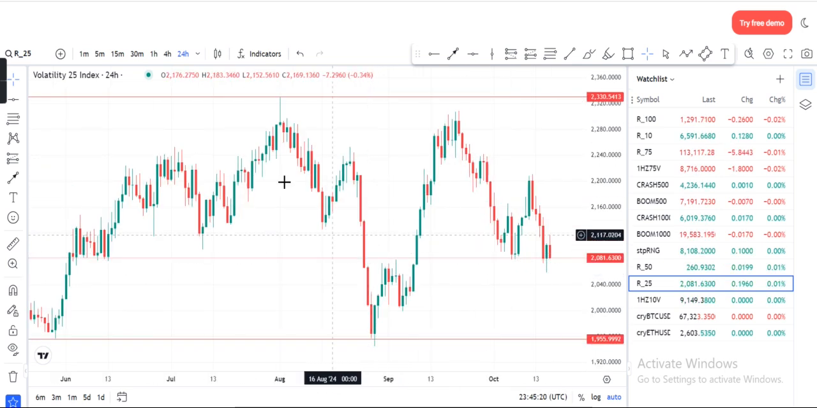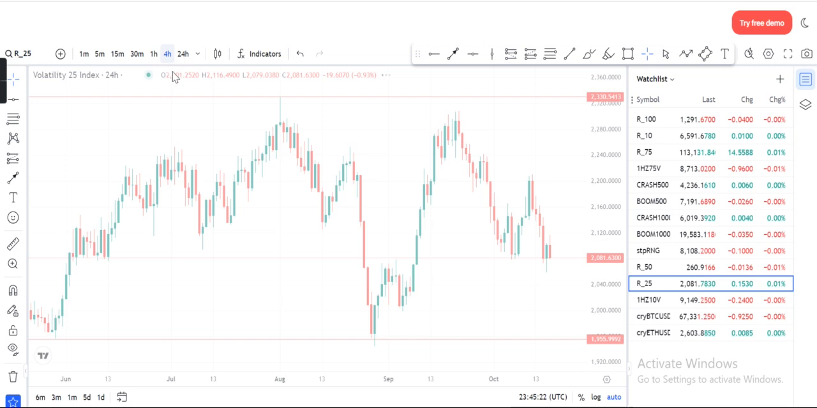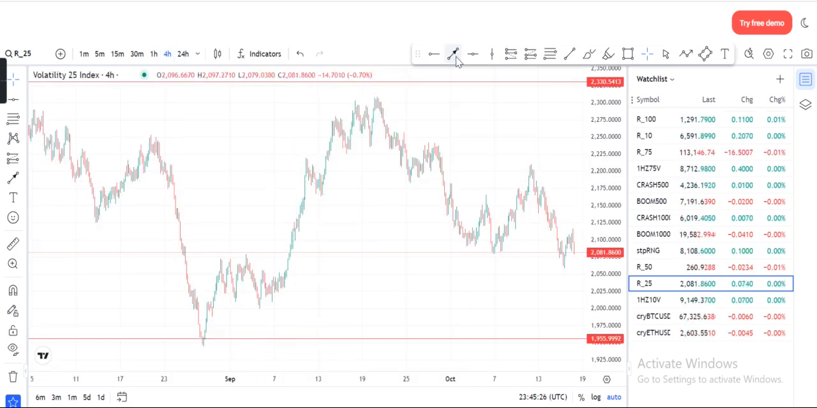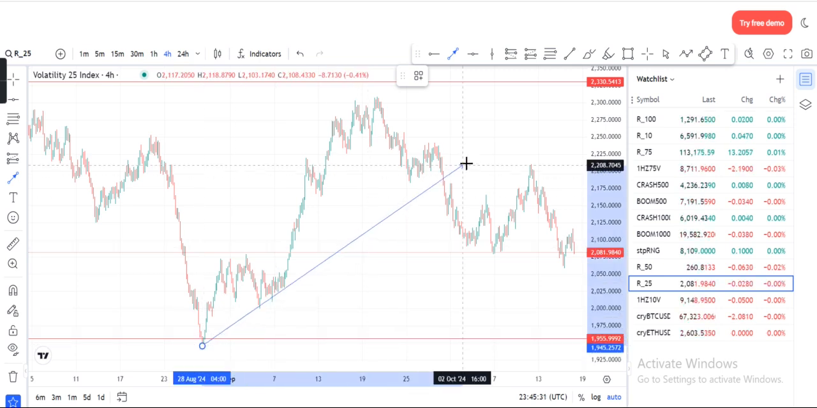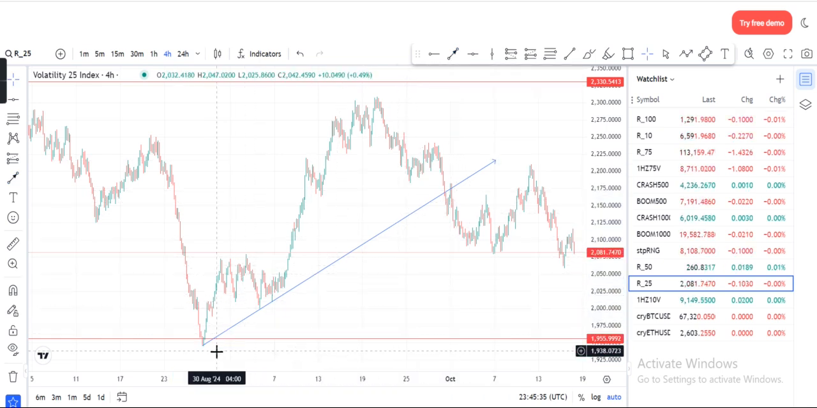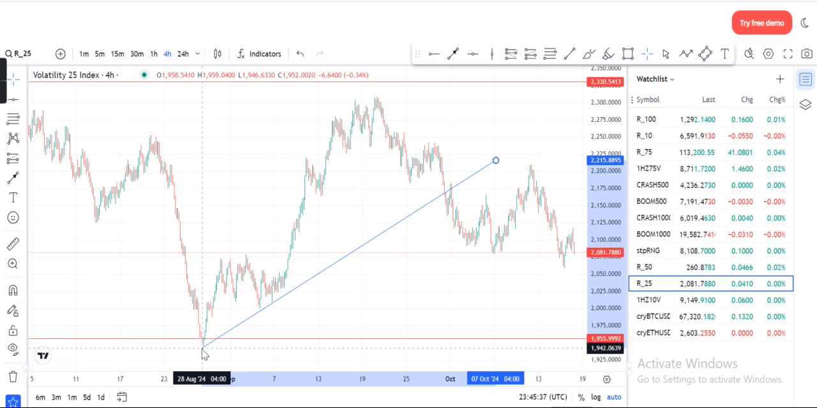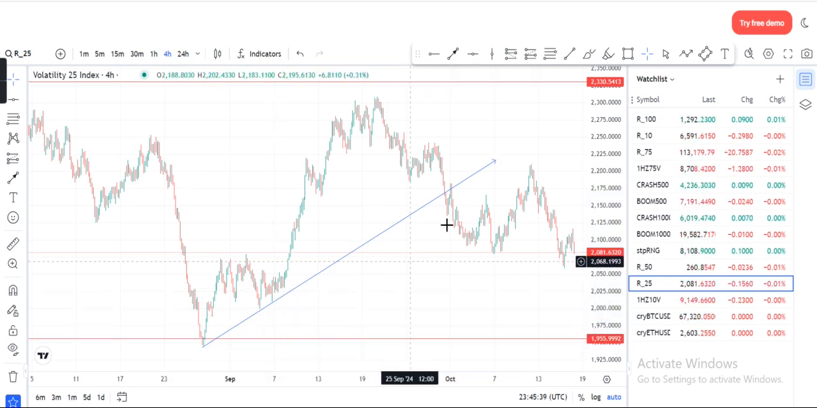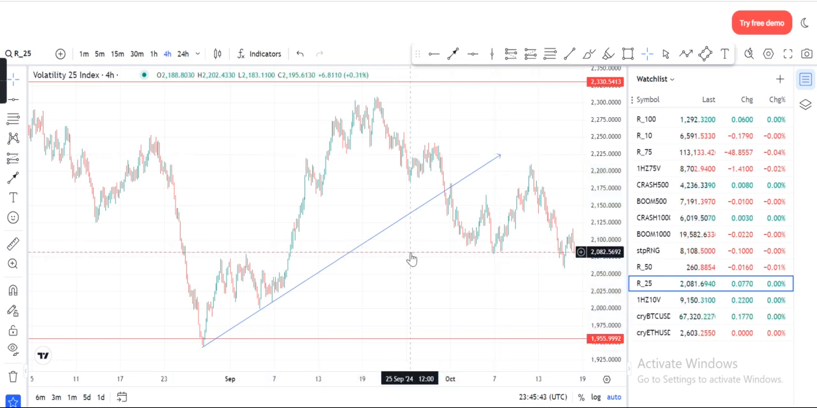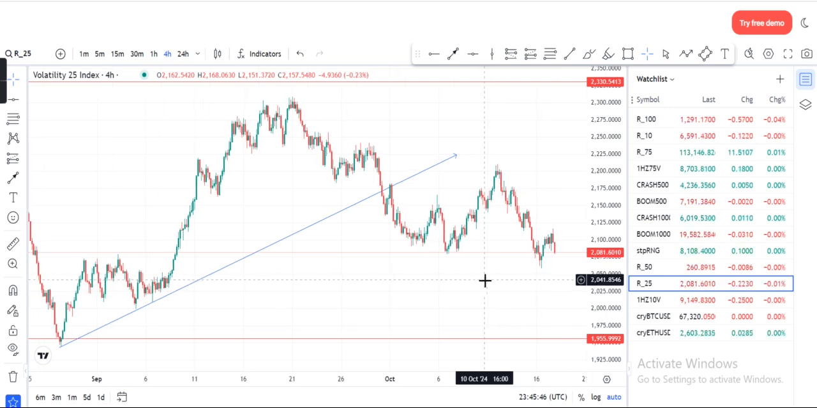And then when we go to the smaller time frame, which is the 4 hours time frame, we would find out that the market gave us a clear break of trend line at this point, which is this point here on the higher time frame. So this is very important. The market gave us a break of trend line on the higher time frame, and this makes it clear.